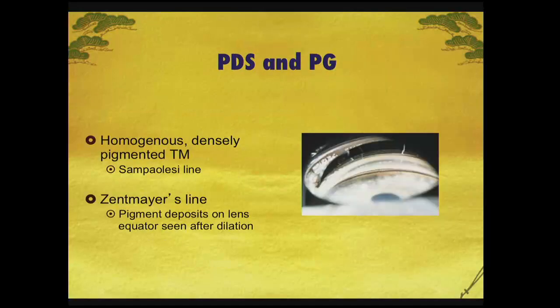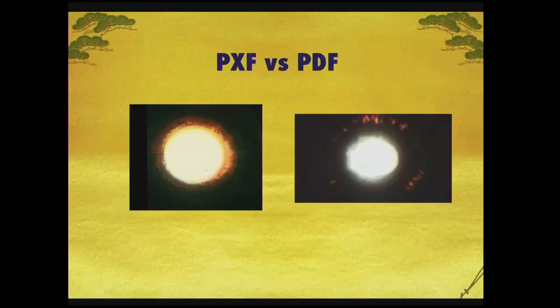Again, like I said, the trabecular meshwork will be very dark. It's a very homogeneous darkening of the trabecular meshwork. There's also something called Zentmayer's line, which is the pigment that you see on the lens equator after dilation. Sometimes you can get confused with heme. This is just a picture to show you pseudoexfoliation versus pigment glaucoma transillumination defects. It's a very popular test question.